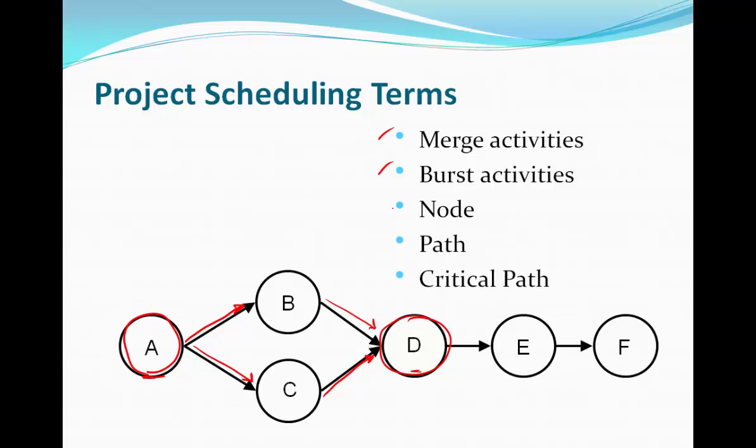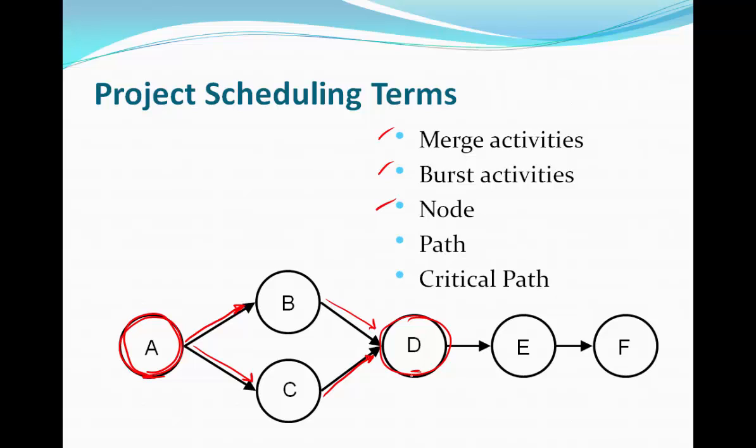A node, in this example, is where activities A, B, C, D, E, and F all fall. So a node is, in this example, represented by a circle. A path is represented by the arrow in this diagram. So a path indicates the flow of the activity.